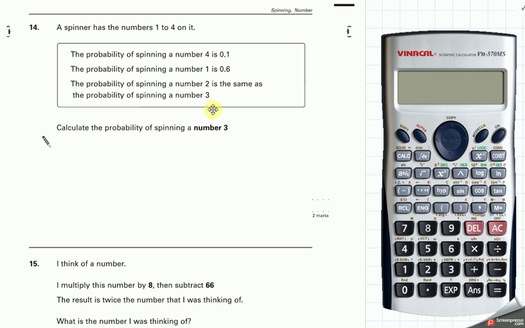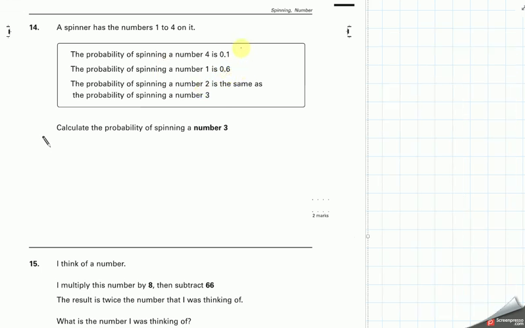Okay, this is a question to do with probability. A spinner has numbers 1 to 4. The probability of spinning a 4 is 0.1. The probability of a 1 is 0.6. What this is telling us is it's an unfair spinner.